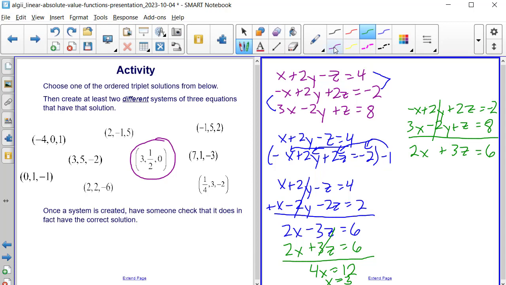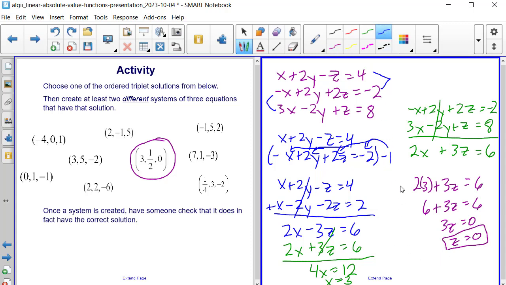Now let's substitute our x value into one of these equations and solve for z. So I'll do 2 times 3 plus 3z is equal to 6. So 6 plus 3z is equal to 6. 3z is equal to 0, so z is equal to 0. Okay, that one works too.